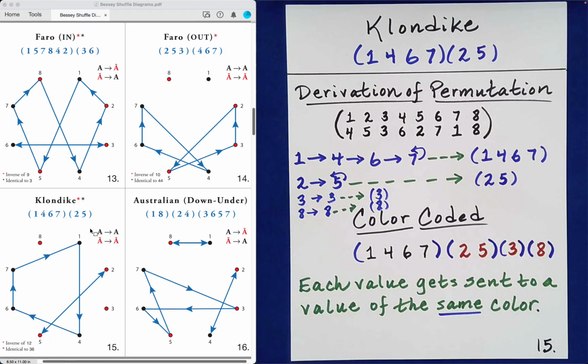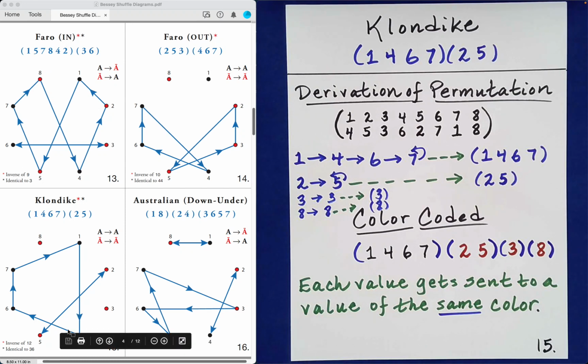So if we step through the construction of the Bessey Shuffle diagram for the Klondike Shuffle, we get the following. Recall, 1 goes to 4, 4 goes to 6, 6 goes to 7, and then 7 goes to 1. We'll just check that. So we have 1 here. It goes down to 4. So we have an arrow from 1 to 4.